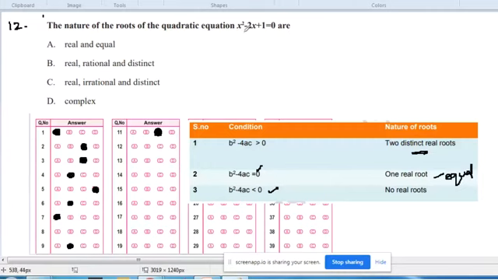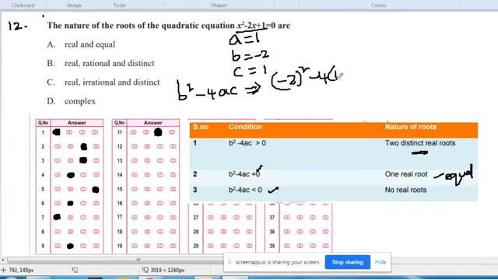Let us check the problem. Here the quadratic equation is x square minus 2x plus 1 is equal to 0. Clearly A is 1, the coefficient of x square, B is minus 2, the coefficient of x, and C is the constant 1. We will apply the discriminant formula b square minus 4ac. Applying the discriminant, b is minus 2 whole square minus 4, a is 1 and c is 1. Minus 2 square is 4, 4 minus 4 is 0. So if b square minus 4ac is 0, then the roots are real and equal. So the correct option here is A. I'm going to shade option A for the 12th question.